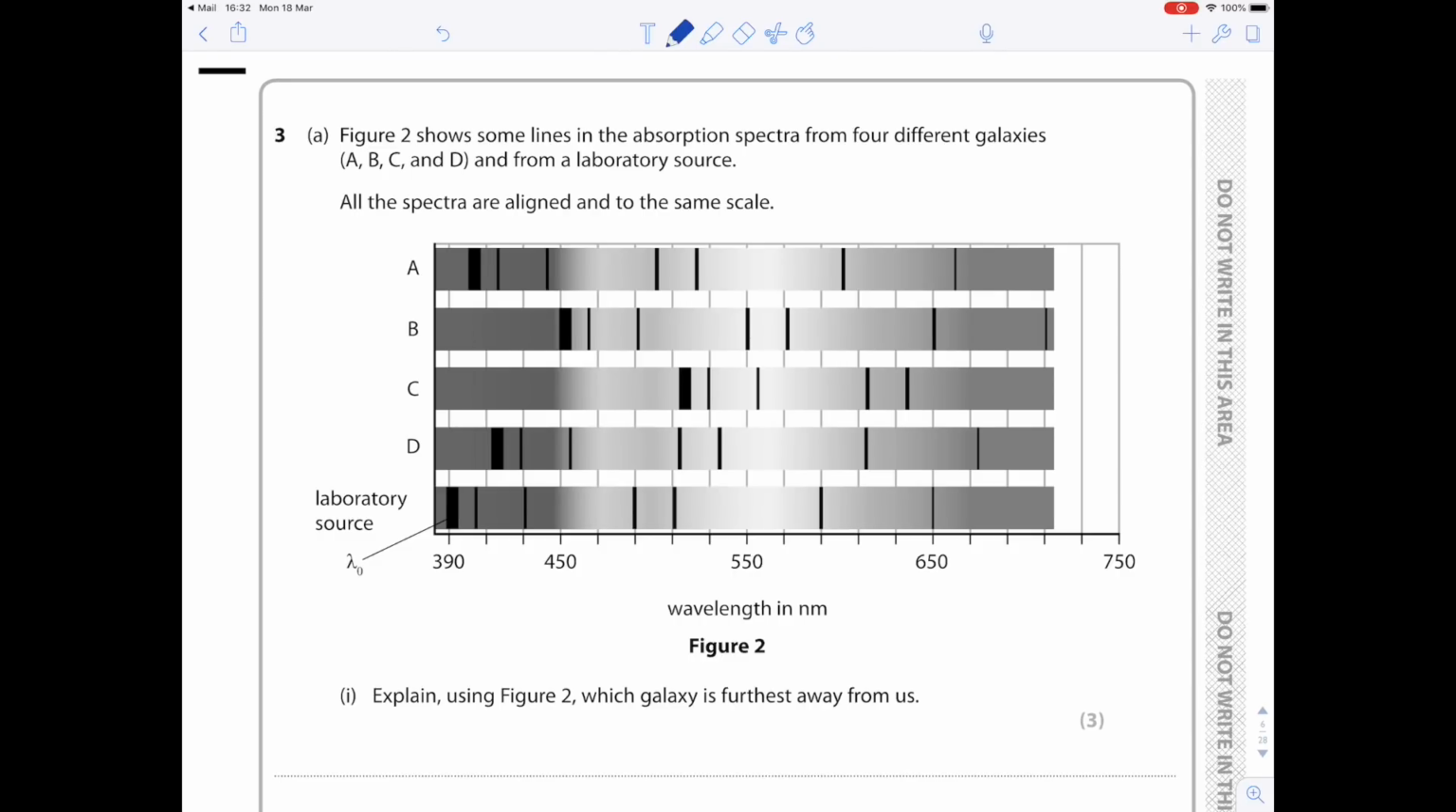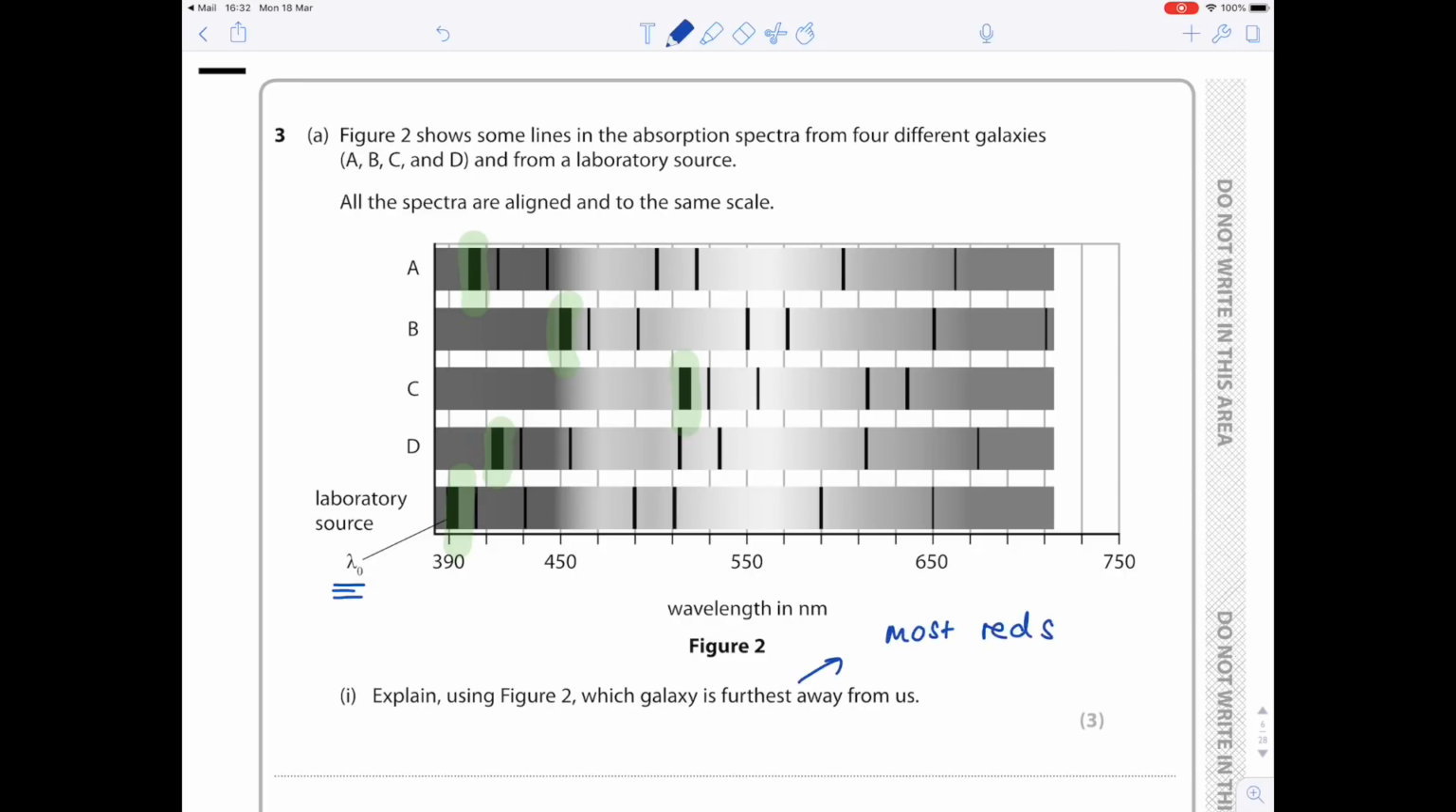So we've got A, B, C and D. Explain using figure 2 which galaxy is furthest away from us. Do notice that we've got this wavelength here identified, and that's because it's the only thick line, and really that's our reference point. We're going to be comparing the thick line on A, B, C and D.